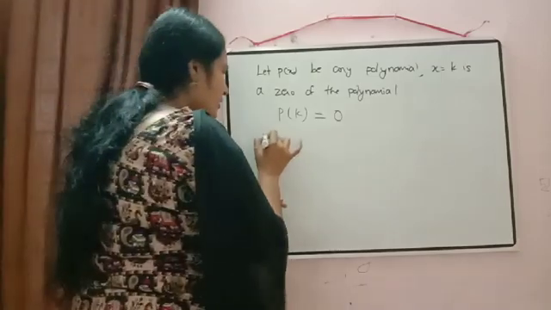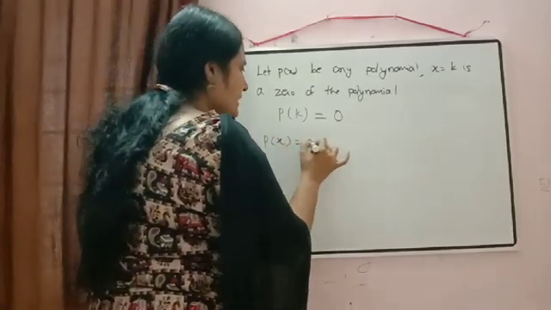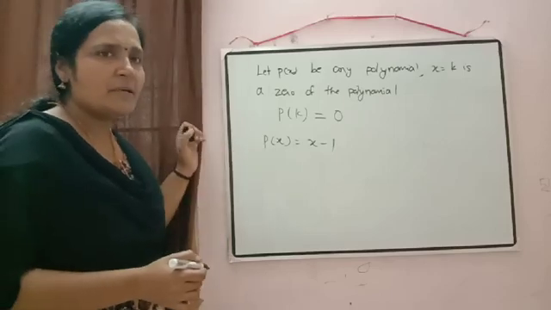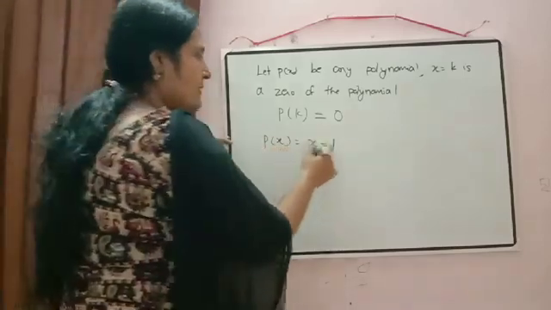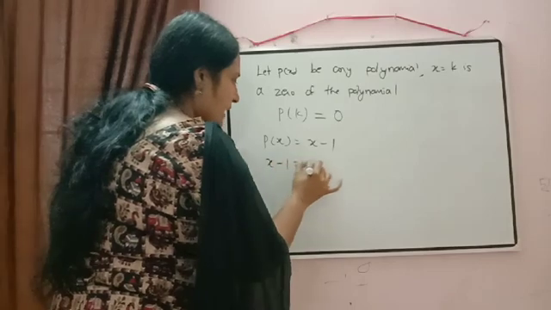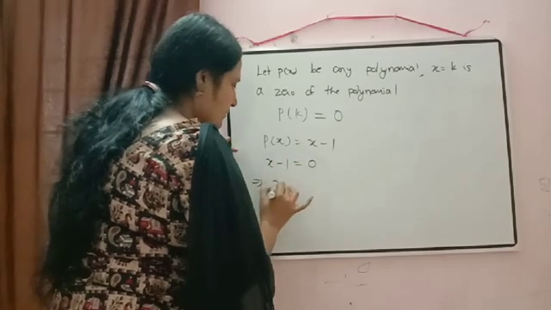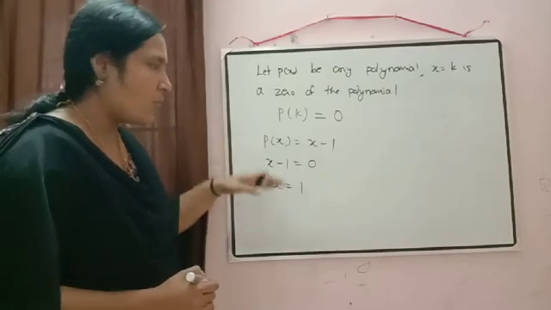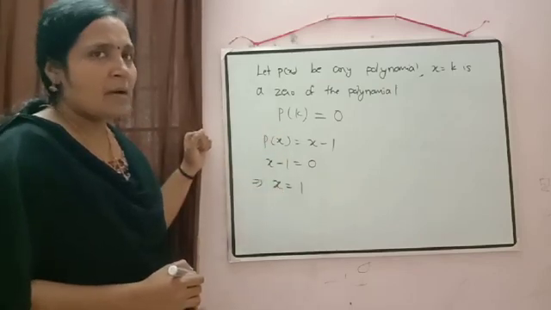Like suppose a polynomial I am writing is p of x is equal to x minus 1. How are we finding the 0 of the polynomial? We'll equate the polynomial to 0. x minus 1 is equal to 0. Then what will we get? x is equal to 1, which means 1 is the 0 of the polynomial.